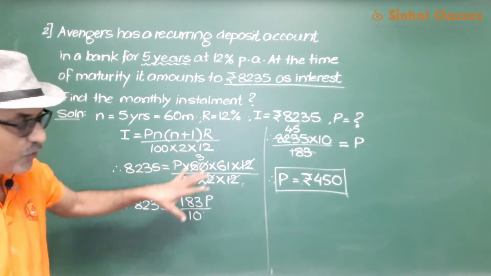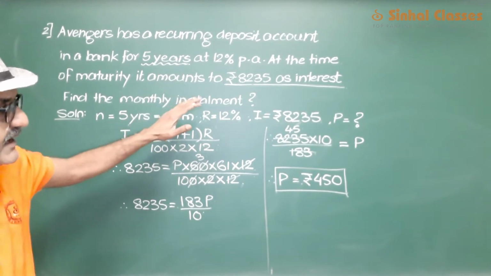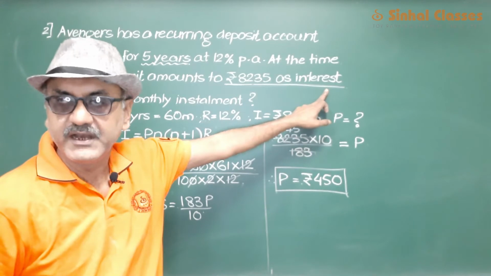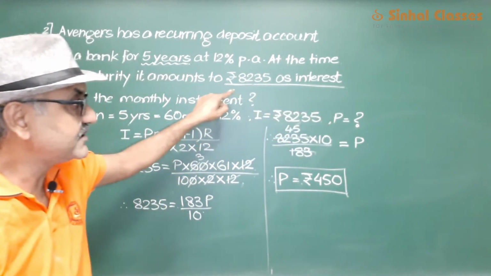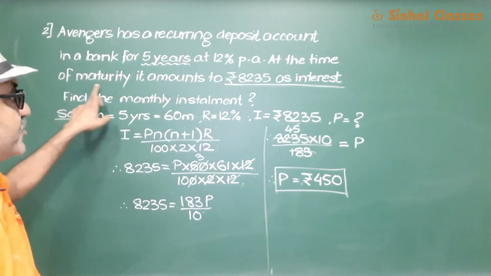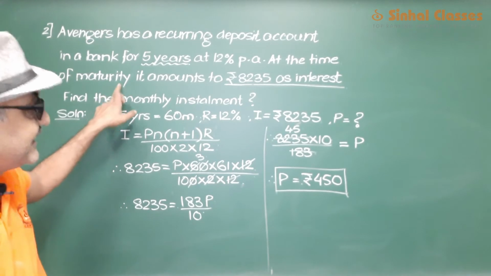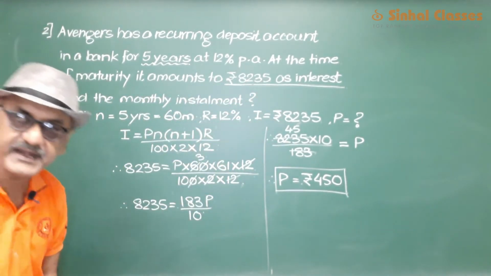Now in this whole sum, the only catch was, when you are reading the question, be very clear that this is given as interest. You need to read the question very, very clearly. I repeat it again, since this word maturity is mentioned here, students may feel that this is the maturity value, which it is not. It is the interest. All right.